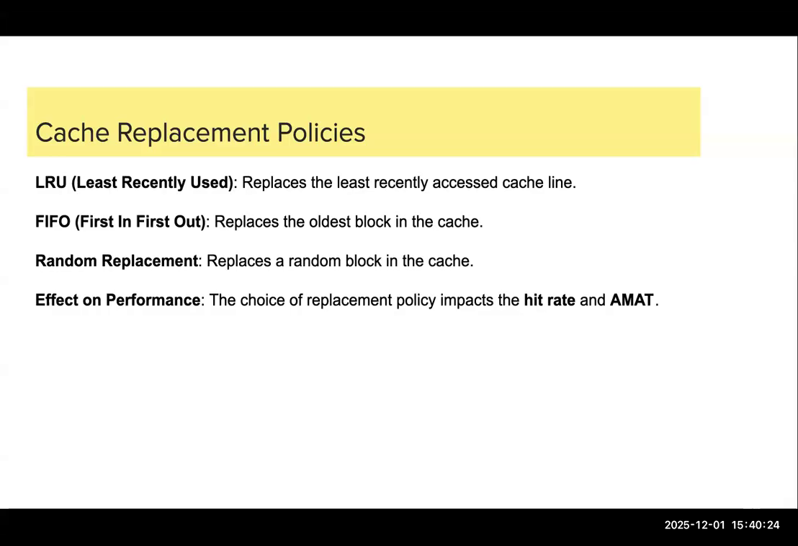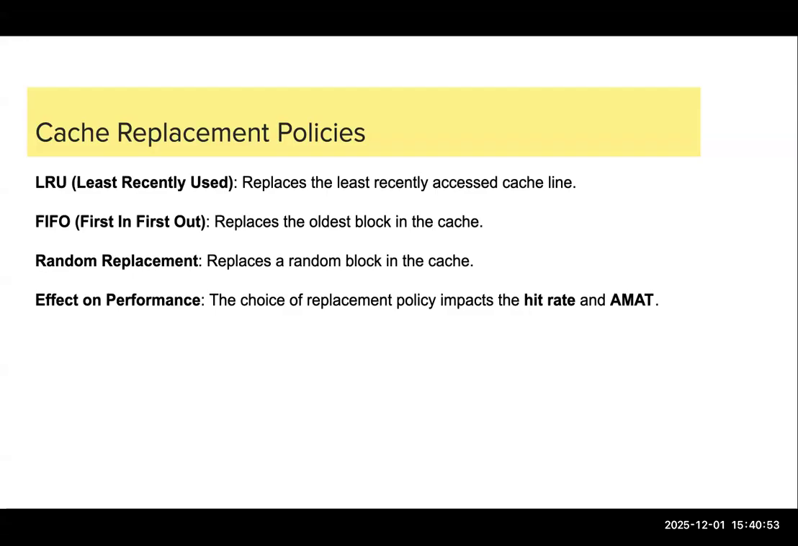Random placement replaces a random block in cache. Surprisingly, this is effective despite being the simplest approach. And then its effect on performance. The choice of replacement policy impacts the hit rate and AMAT. LRU typically performs best, but it does cost more to implement. So that's about cache replacement policies.